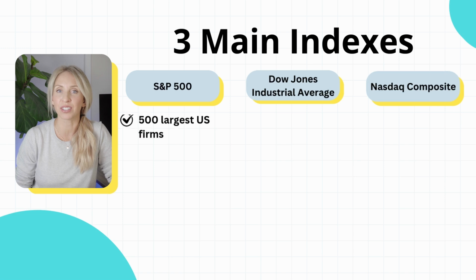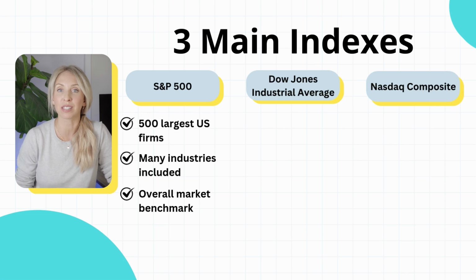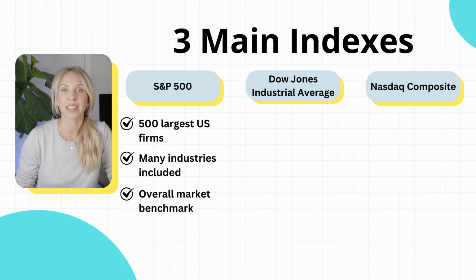S&P 500 tracks 500 of the largest companies across the US by market cap. So large companies by size. This index represents a broad picture of the US economy because it includes companies from various sectors like finance, healthcare, technology, and many others. Because of its diverse representation, S&P 500 often acts like a benchmark for many investors and funds.